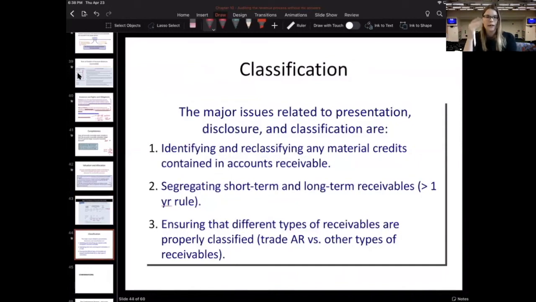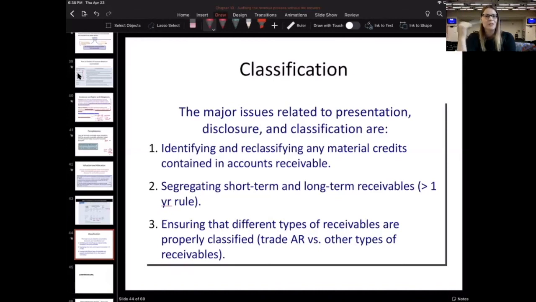Okay, classification. So a few classification issues with AR. One is if you have any material credits sitting in AR due to issuance of credit memos and things like that, then you would want to reclassify those to AP. And you'll see this when we do Chapter 11 in AP. It says the same thing. It says if there's material debits in AP, you need to reclassify those to AR.